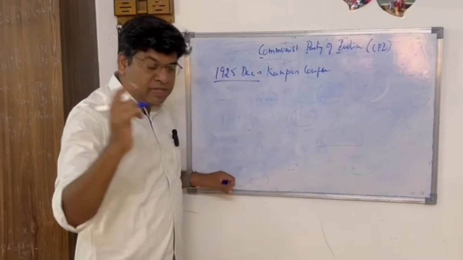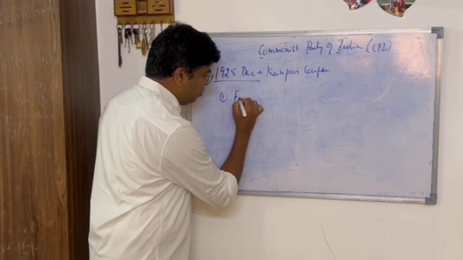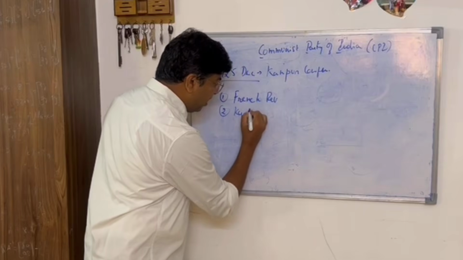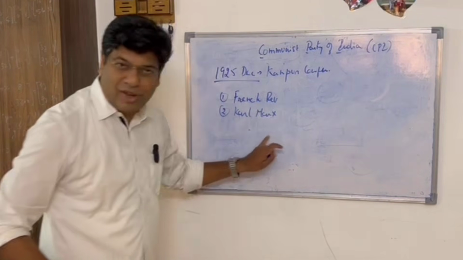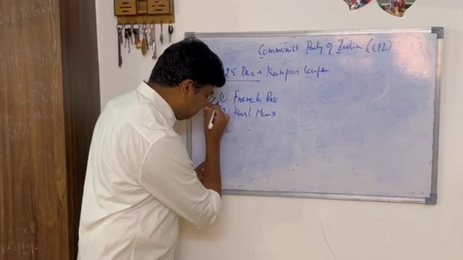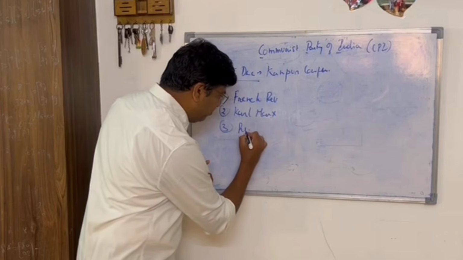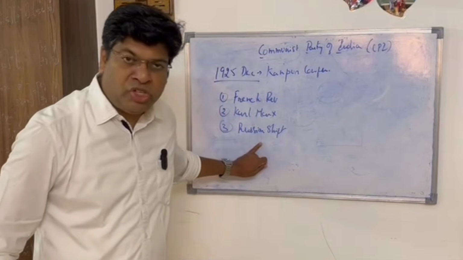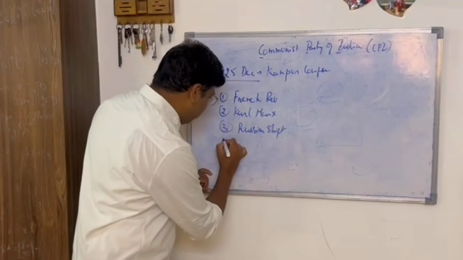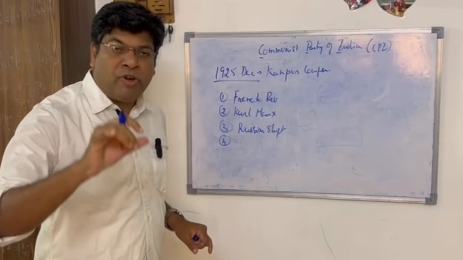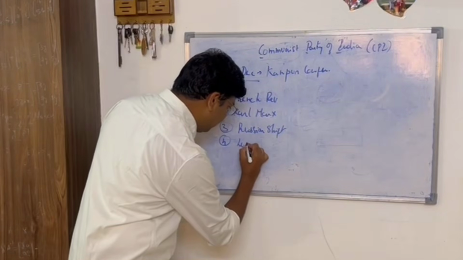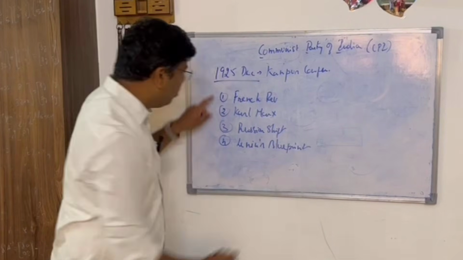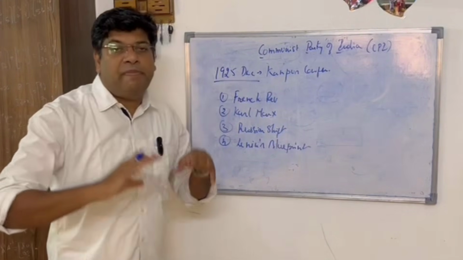So the political origin of communism, the first one is French Revolution. The second one is Karl Marx's theory. When we are talking about communism, we can't miss Karl Marx. And the third one is the Russian shift. I call it a Russian shift, or in some words, we call it the Russian Revolution or Bolshevik Revolution. And the fourth important for Communist Party of India is Lenin's blueprint. So these are the four major political backgrounds of communism.